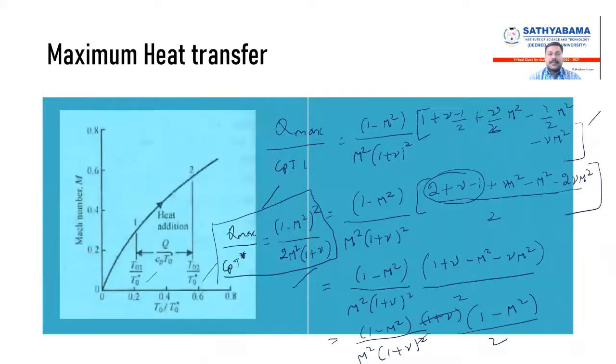And in this diagram we will have the same heat addition in this process from stage 1 to 2. Okay, when you have stage 1 to 2, you are considering T01 by T0 star and T02 by T0 star, and you are adding some heat. So during this process, what happens in the subsonic region? The flow velocity is increasing. The Mach number is increasing, right? So from stage 1 to 2, your Mach number is increasing.